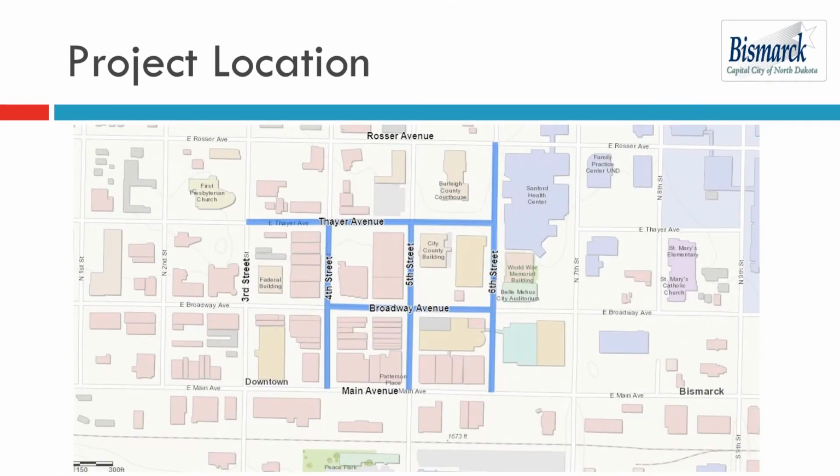Here you can see the project location that consists of Thayer Avenue from 3rd Street to 6th Street, Broadway Avenue from 4th Street to 6th Street, 4th Street from Main Avenue to Thayer Avenue, 5th Street from Main Avenue to Thayer Avenue, and 6th Street from Main Avenue to Rosser Avenue. This project consists of concrete pavement repair, intersection traffic control, lighting upgrades, pedestrian facilities, landscaping, and water main replacement.